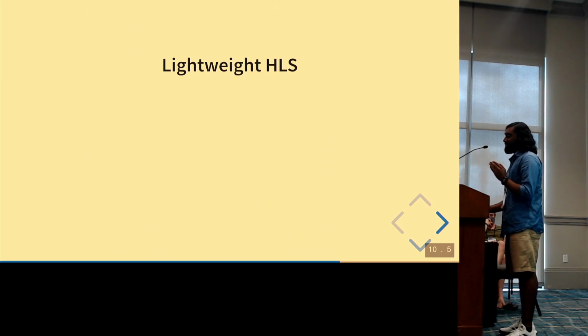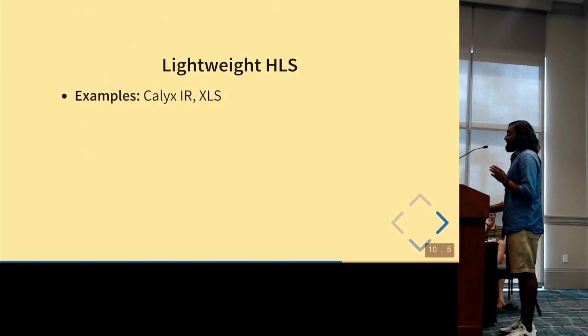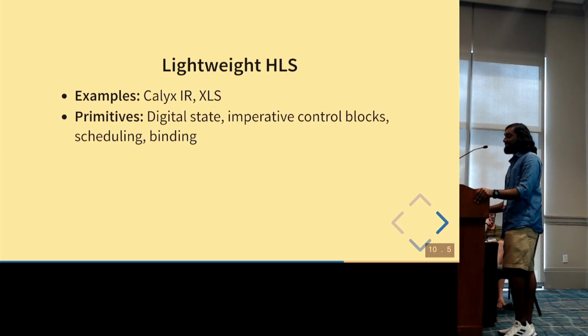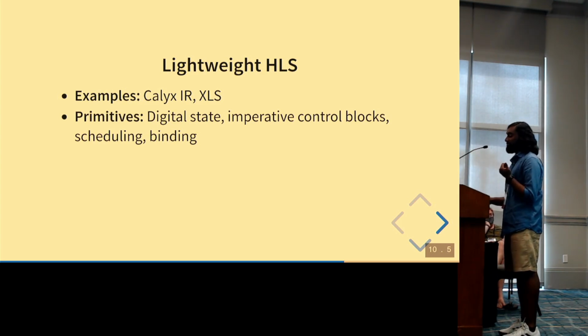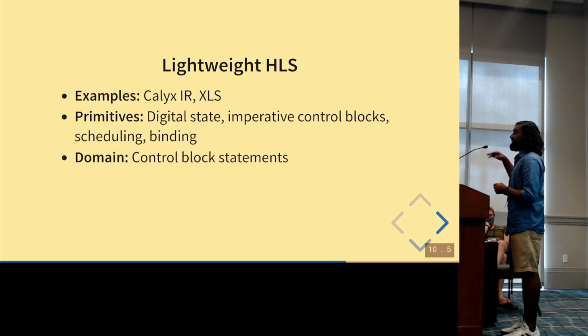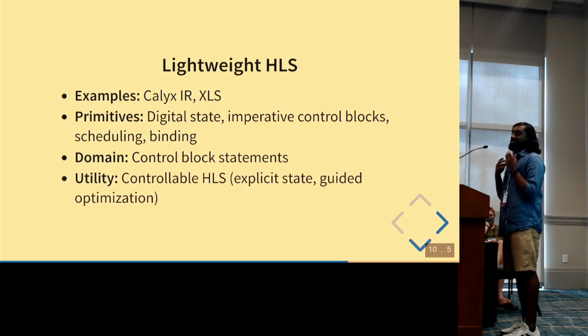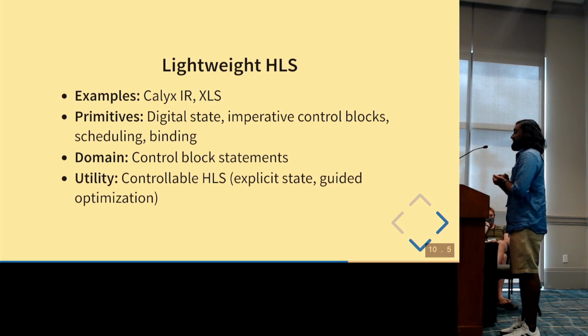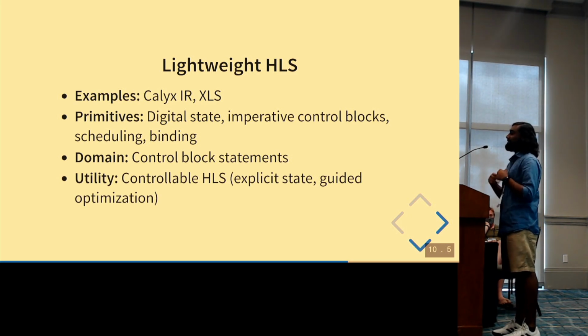And then going up a little bit more, we have what I call lightweight HLS abstractions. This includes things like Calyx IR or XLS. The primitives here are, again, digital state. We have imperative control blocks similar to the recipe blocks that I showed you earlier. Scheduling can be done either explicitly or implicitly by the compiler, and binding is something that the compiler usually takes care of in doing resource allocation. The domain here is that the control block statements are the granularity at which you process updates in a lightweight HLS language. And the utility here I think is very nice. It's controllable HLS where we have explicit state, and we have a way for the user to guide the optimization that the compiler uses to generate the hardware.